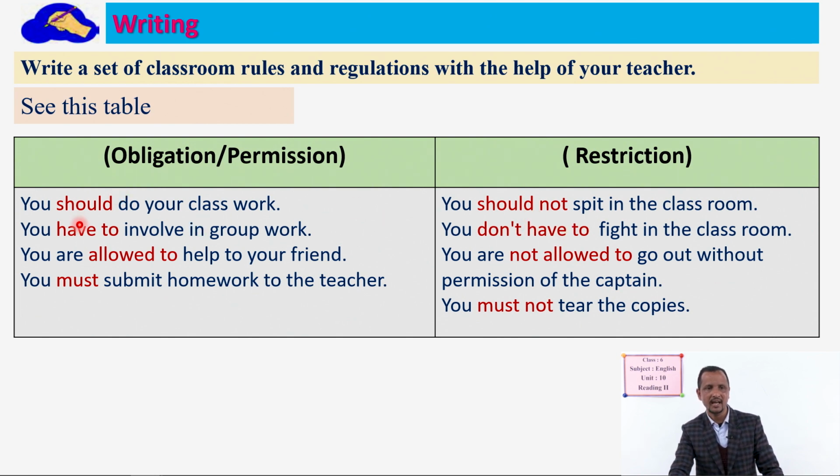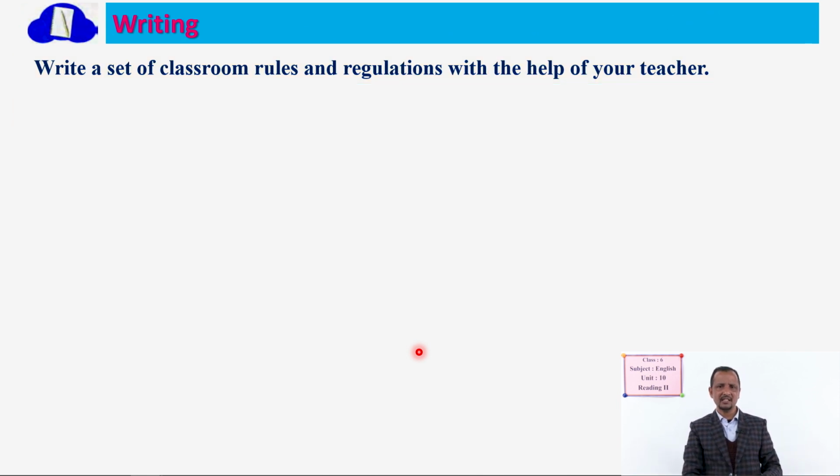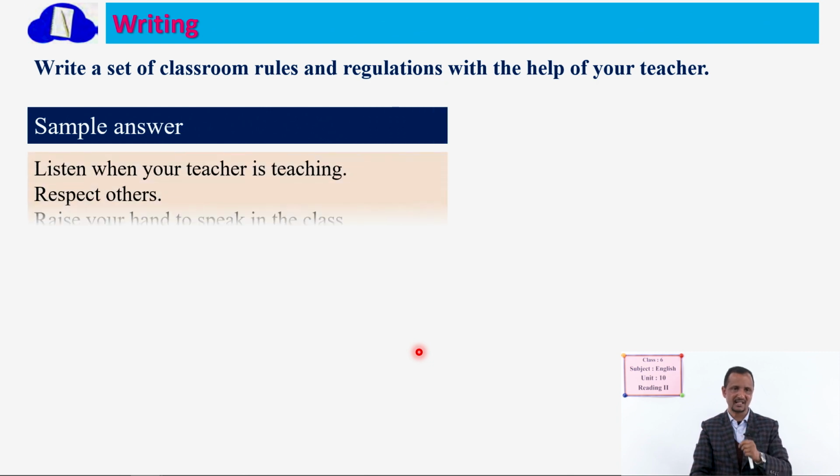Should not, have to, don't have to, allowed to, not allowed to, must, must not. Must is for permission and obligation, and must not is for restriction. Clear? You have seen this table at the beginning, and write down. Can you do this, please? Well, you can do this. Okay? After this, dear students, I have some sample answers here. How to do it? Let's see this sample answer I have prepared.